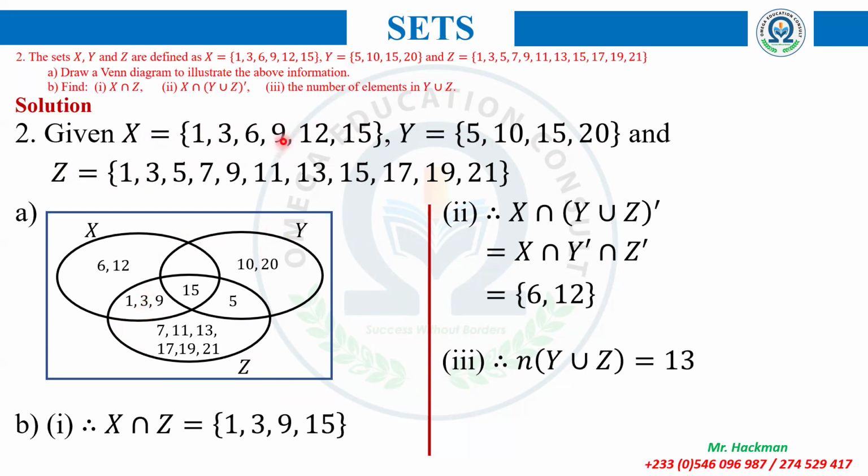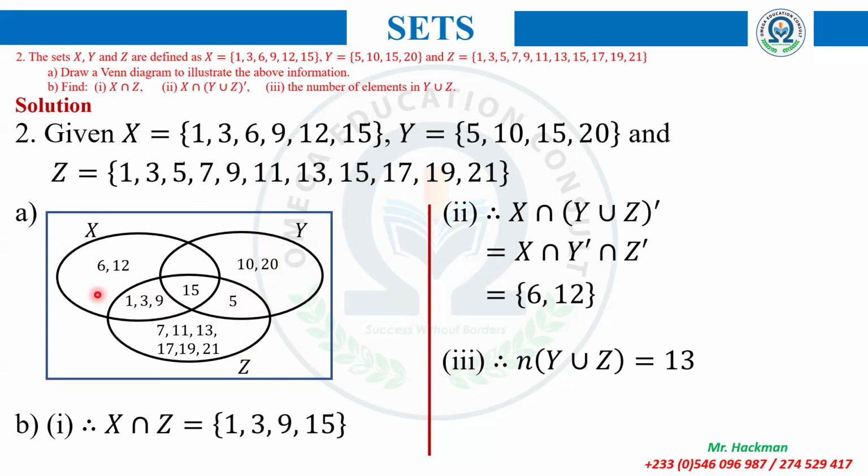9 is in X and in Z, but not in Y. So you write it there as well. You do the same for this region, which is Y and Z only. Elements in Y and Z, but not in X. If you do that, you get the element 5 here.